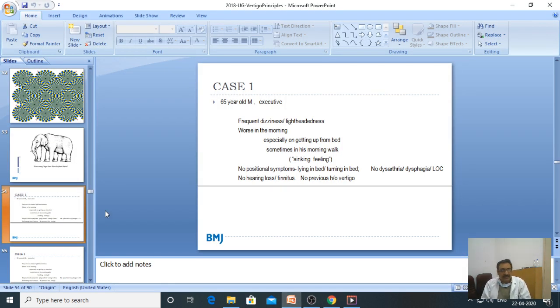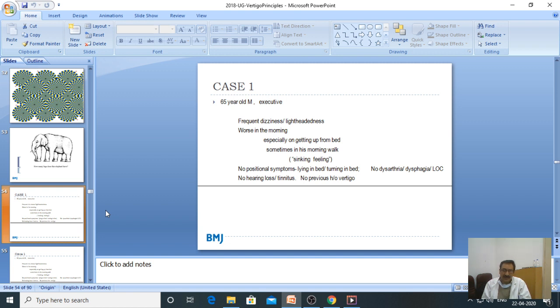So here's a 65-year-old gentleman. He's an executive. He complains of frequent dizziness and lightheadedness. He says it's worse in the morning, especially when he gets off the bed. Sometimes when he goes for his morning walk, he says he has a sinking feeling. He has no positional symptoms. This is important because a lot of vertigo is BPPV, we said, which occurs with a positional turn in head, peripheral. So no positional symptoms.